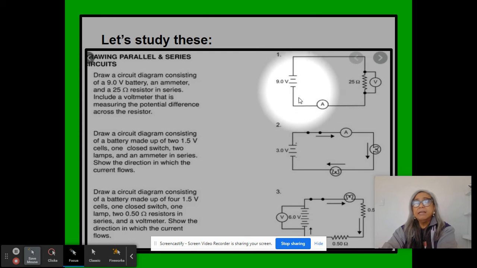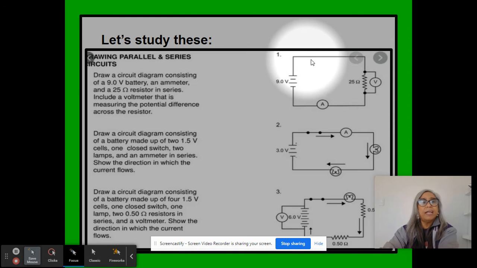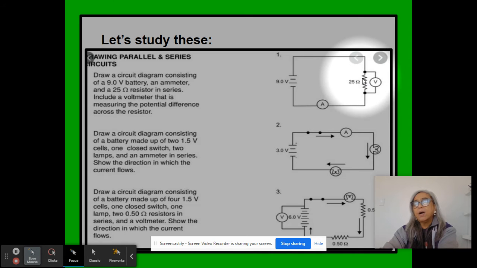So you have here the battery, and then I just put there the charge of that battery, which is 9 volts. So it is in series with what? With an ammeter, so one after the other, and the resistor. We can represent the resistor as these jagged lines here, and then please put the value of it. So you have around 25 ohms. And the voltmeter is usually in parallel with the resistor. Okay, so this is how you represent this kind of a problem.